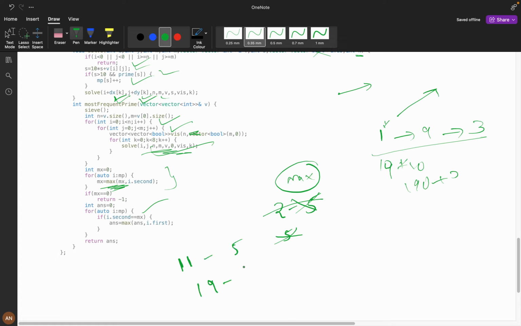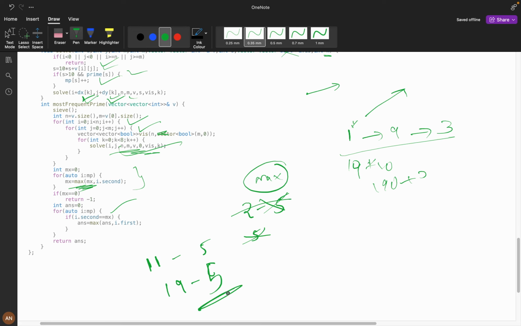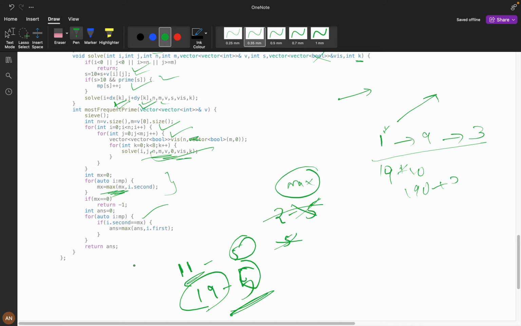For my 19, my frequency is also 5. So in this, we need to choose the maximum element. That means you should choose the 19. If my frequency is maximum, you should consider the element. So here I am writing answer equals max of answer, comma i dot first.